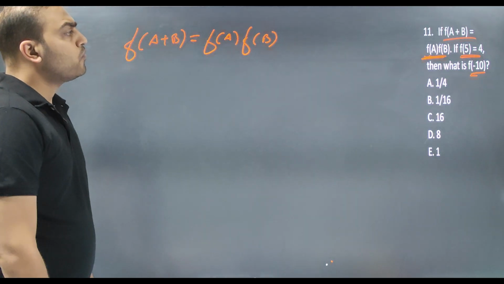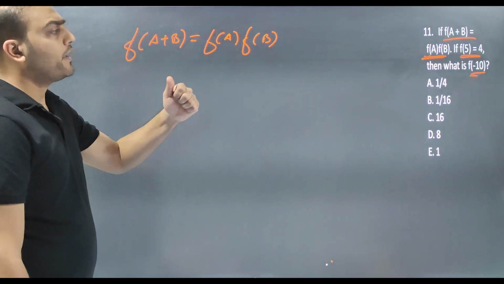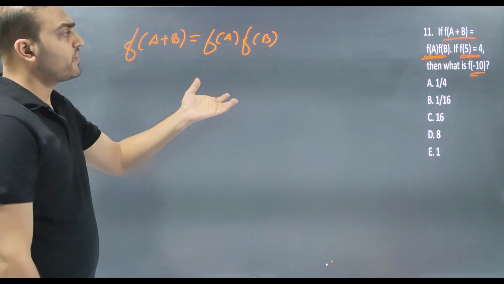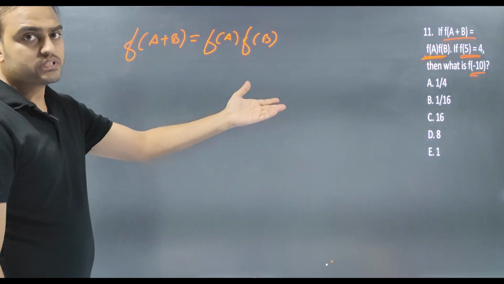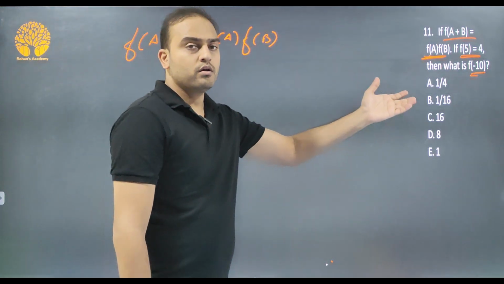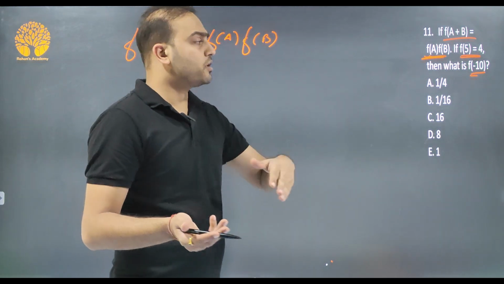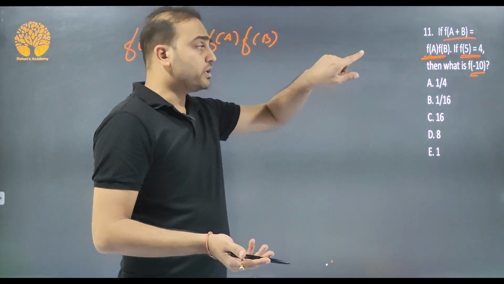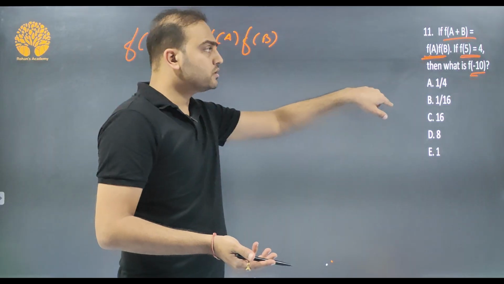So what do I do first? I know 5, so one of the values can be 5. If I put another value as 5, I will get f of 10. But that doesn't lead me anywhere, because I want minus 10. So let me go in the opposite direction.